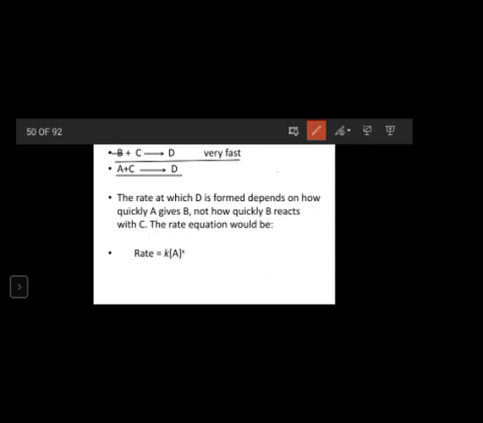And that is just what I've done here now. I say rate is equal to K into A. I didn't put C, okay? And then what will be the value of the order if I say that is an elementary process? The order becomes 1.